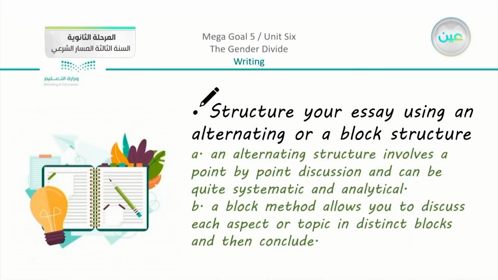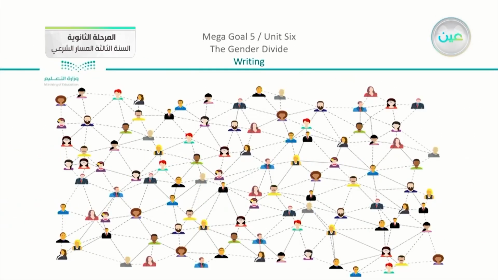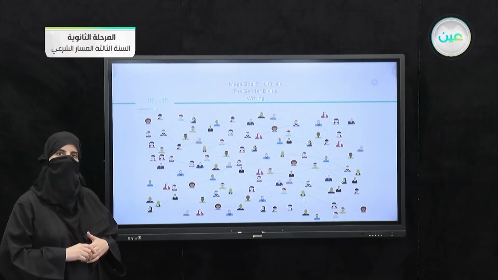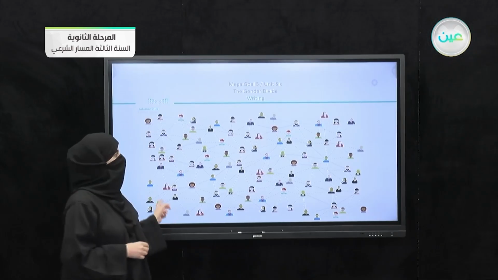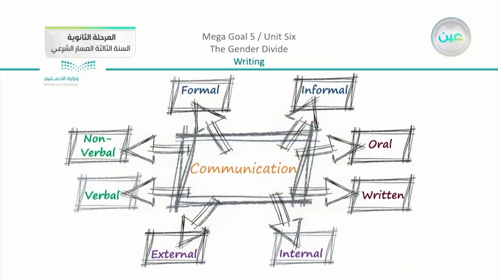Now, structure your essay using an alternating or a block structure. So we're going to just explain what this point means. Let's start from the very beginning. We are going to choose two figures, as we have mentioned from the very beginning, either an Arab and a non-Arab. They can be from two different cultures here.